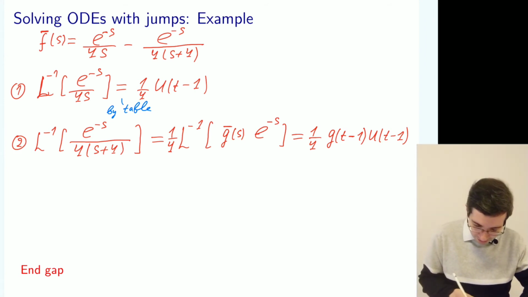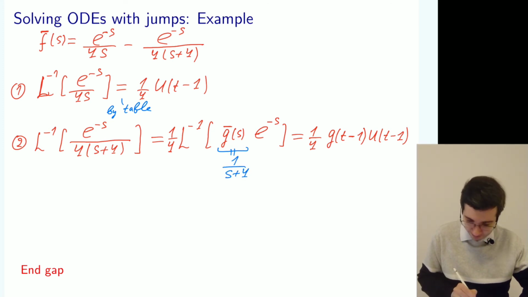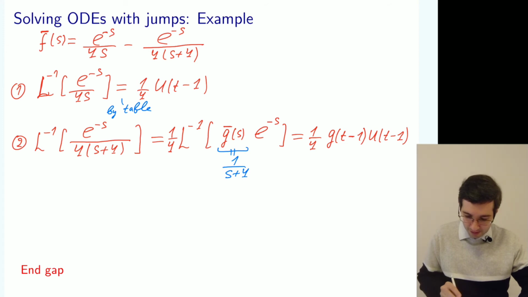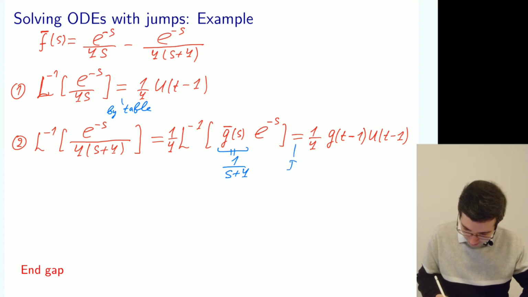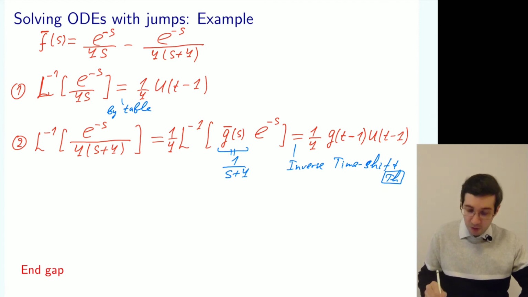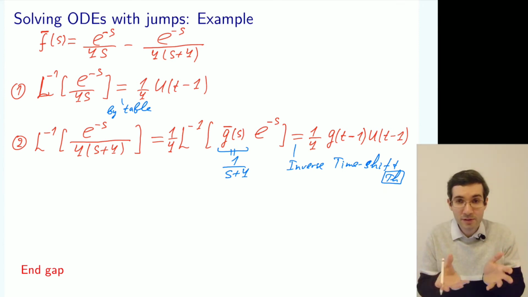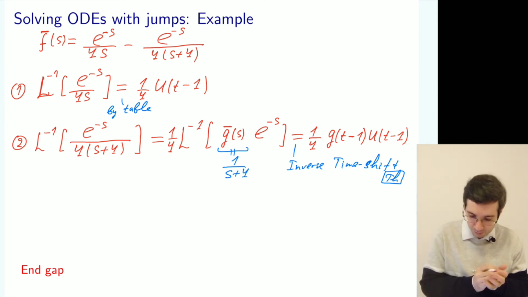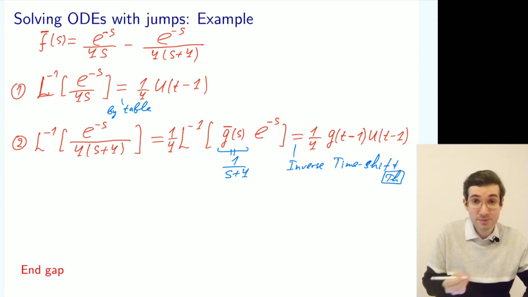So if you look here, what we called g bar was, by comparison, just 1 over s plus 4. So that was the inverse time shift theorem. And all that remains for us to do is to find what this function g, original function, not the Laplace transform, was. And that we can use from table.